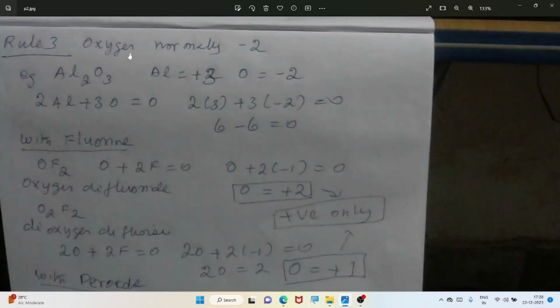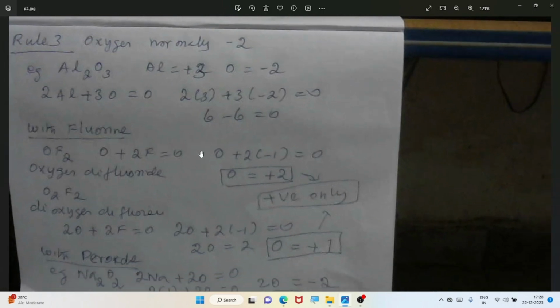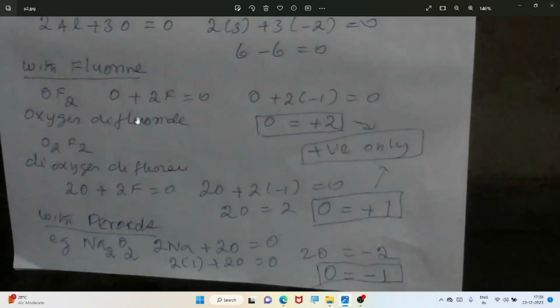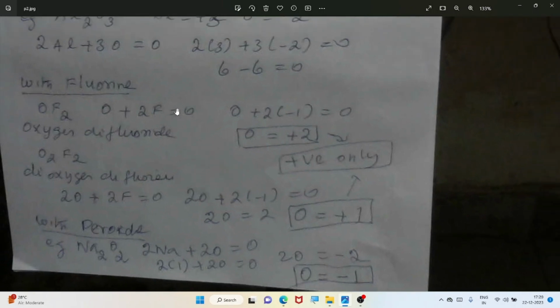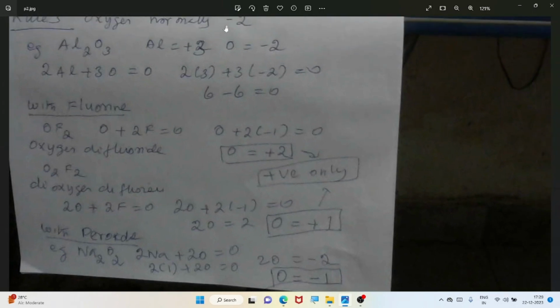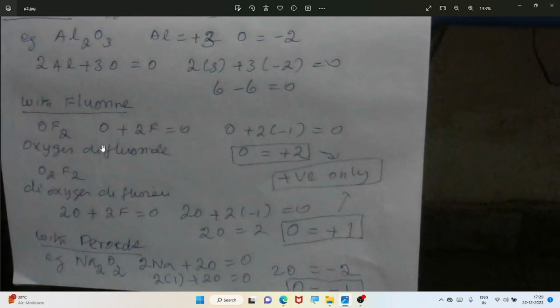The oxygen is normally -2. Example, in this compound, Al2O3: 2Al plus 3O equals 0. This is a neutral compound, so the overall charge is 0. So aluminum is +3, oxygen is -2, 6 minus 6 is 0. With fluorine, fluorine has -1, so this is the exception. Normally oxygen has -2, but with fluorine it is different.